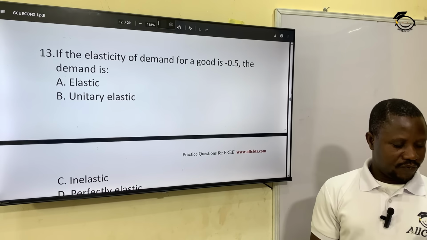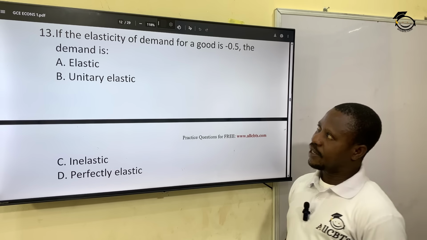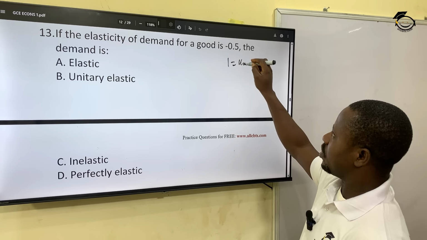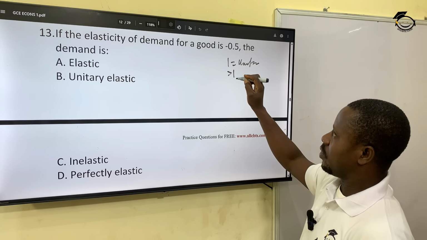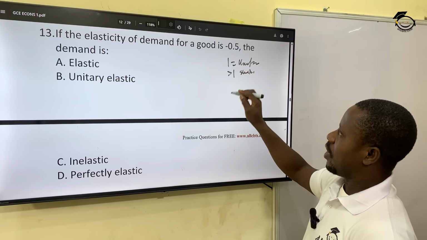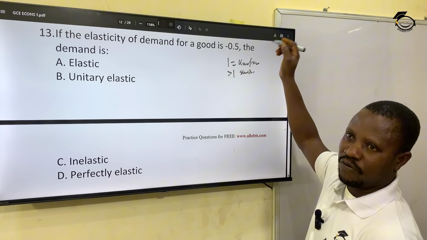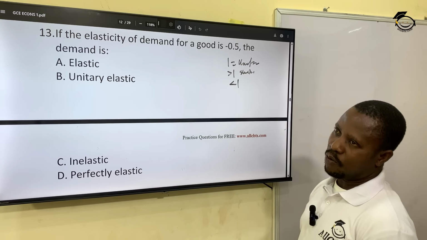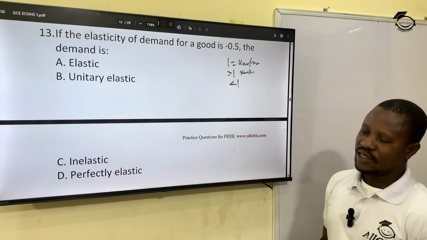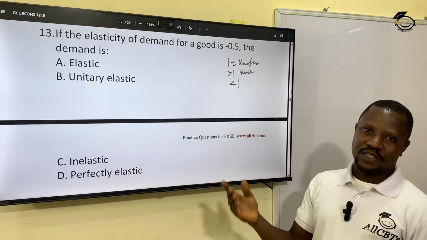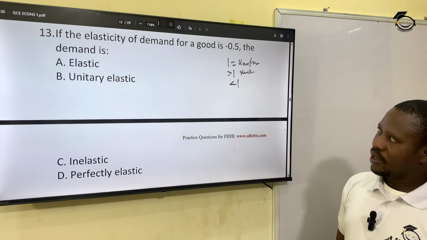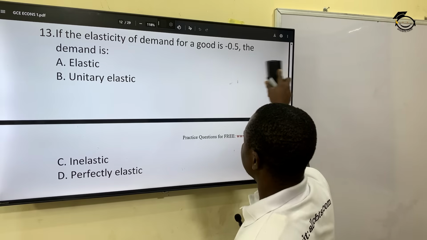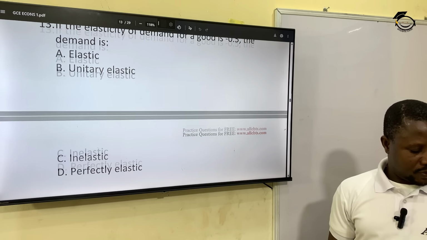If the elasticity of demand for a good is minus, that's negative, 0.5, the demand is what? You know that when it is 1, we say it's what? Unitary elastic. When it's greater than 1, we say what? Elastic. And when it's much greater than 1, it says what? Perfectly elastic. But when it is less than 1, what do we say? We say that demand is inelastic. And 0.5, or even the negative, is less than 1. Okay? It could also be perfectly inelastic. But here, the correct answer is option C, inelastic. Okay? Very well. Let's see the next question.